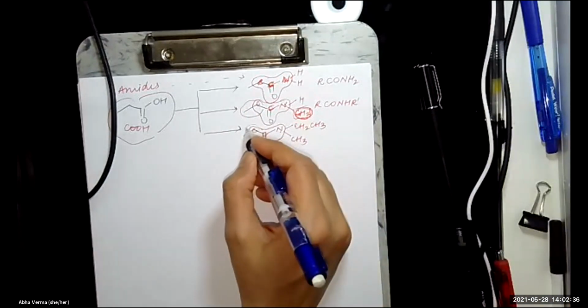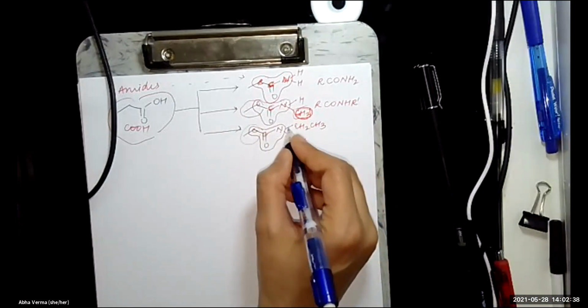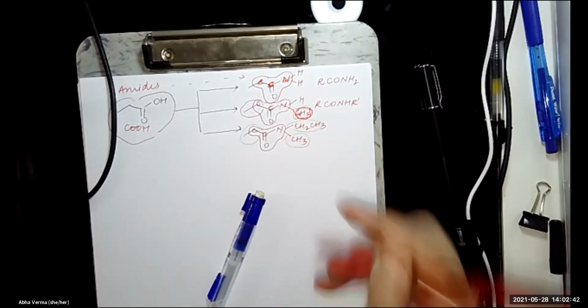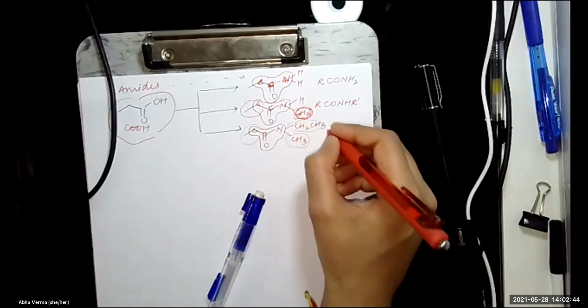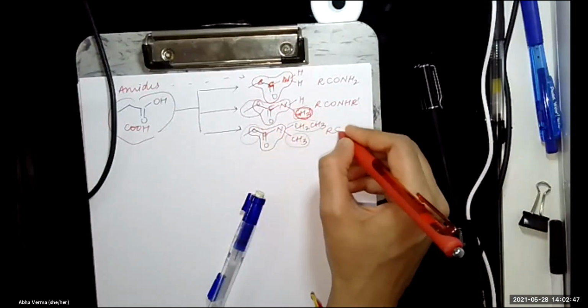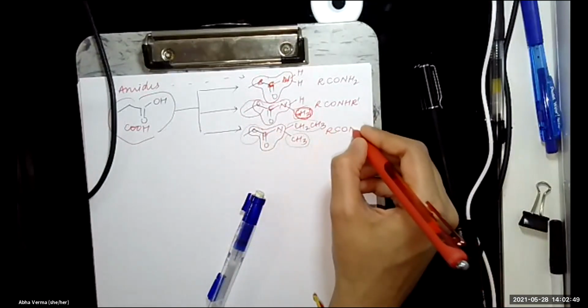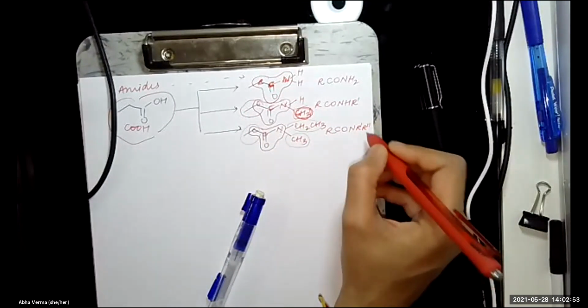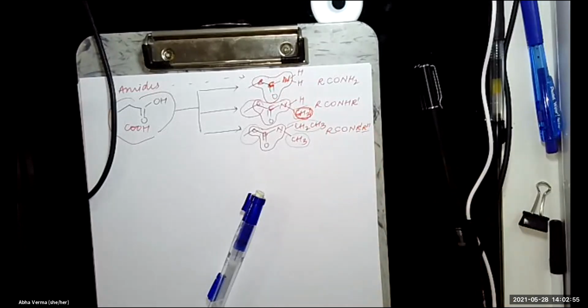So in here also, this is my R group, and these are my other two R groups. So I will write them as R, C double bond O, N, R, R prime, R prime, R double prime. Just indicating that they may be the same, they may be different, but there are some alkyl groups present here.